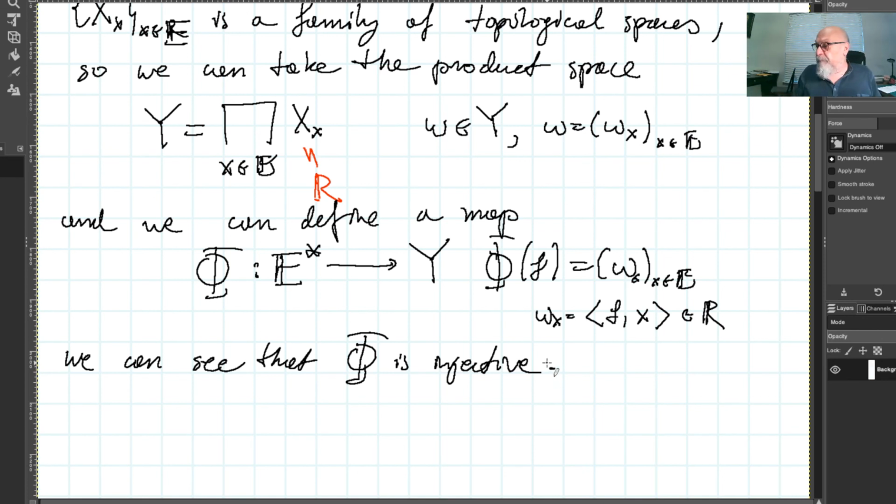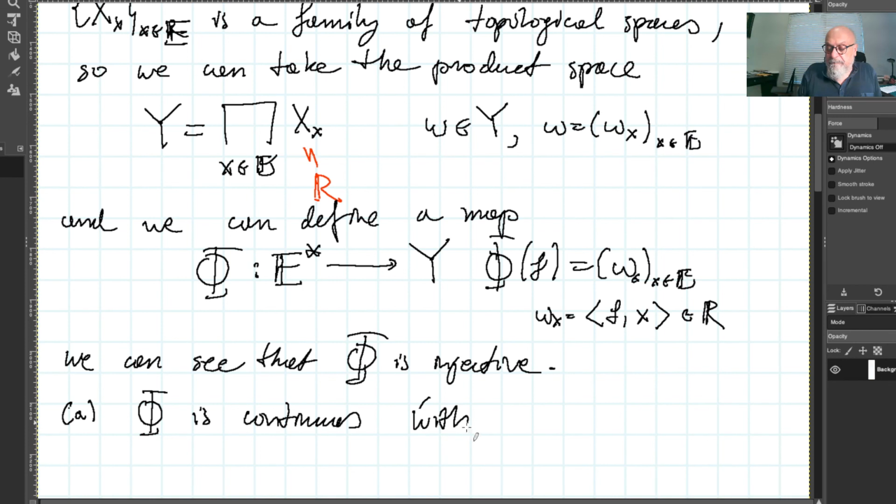So I have a couple of little statements. The first one, A: phi is continuous with respect to the weak star topology.